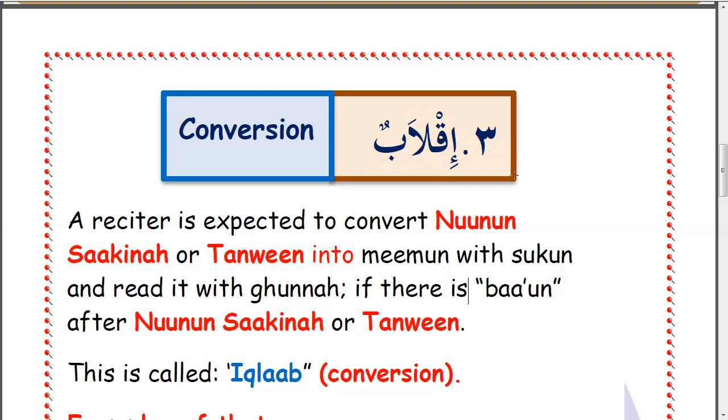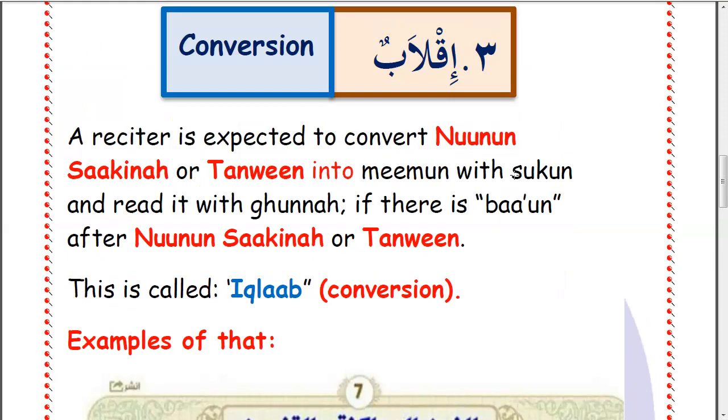A reciter is expected to convert Nun Sakina or Tanween into Mim with Sukun. You turn your Nun Sakina to Mim carrying Sukun and read it with Gunna, with adequate, deep Gunna, if there is Ba after Nun Sakina or Tanween. And this is called Iqlaab in Tajweed.